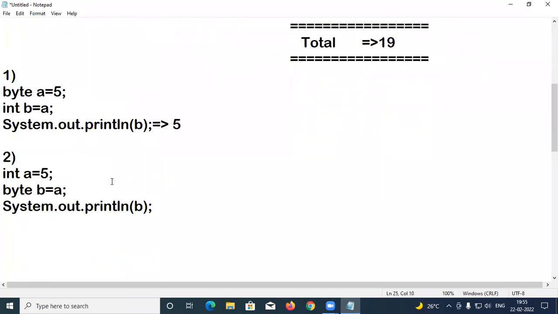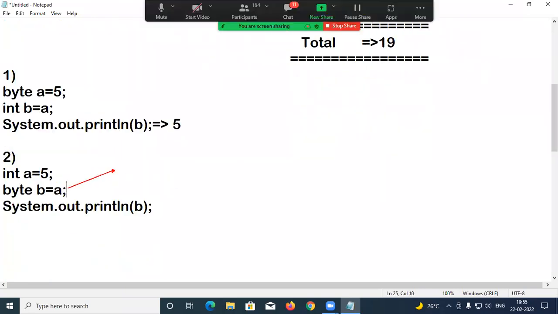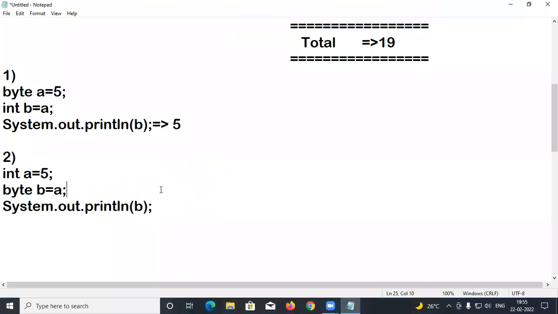So this is an error. Int to byte comes under the 23 conversions. It is an error in Java. It is not valid. So in this line, you'll get an error.